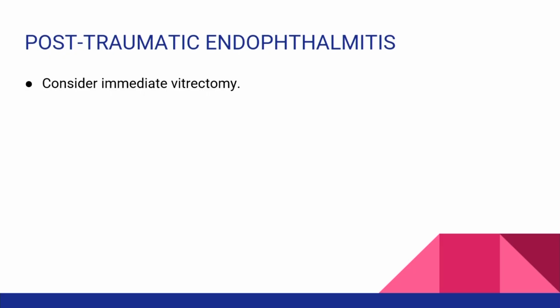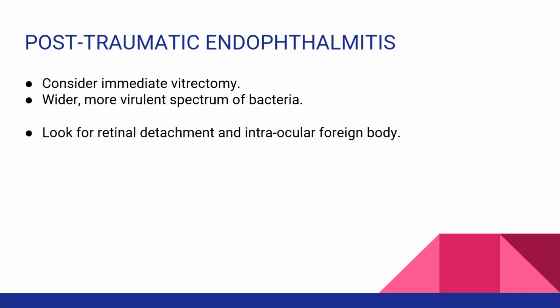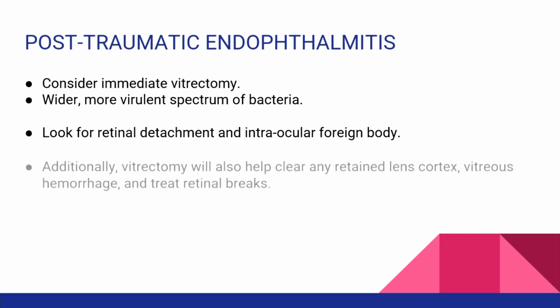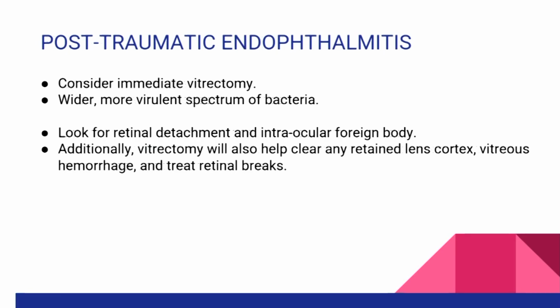In a case of post-traumatic endophthalmitis, we would consider immediate vitrectomy as the organism spectrum is wider with more virulence. It is important to look for retinal detachment and intraocular foreign body in a case of post-traumatic endophthalmitis. Additionally, when we take up the patient for vitrectomy, it will also help clear any retained lens cortex, vitreous hemorrhage, and treat any retinal breaks.